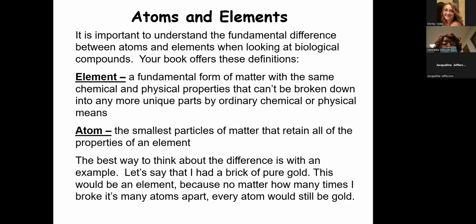Let's look at this example right here. It says you have a brick of pure gold. That would be an element, right? So you have the element of gold, because no matter how many times you broke it up, every atom would still be gold, right? So atoms are the basic unit of matter, but an element is one or more atoms of the same kind, okay? So that's what this is.